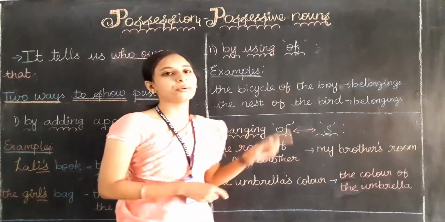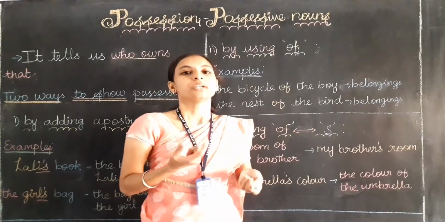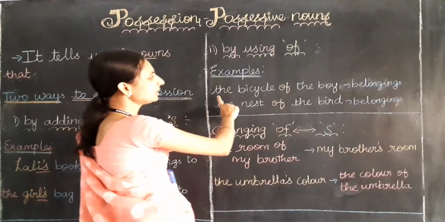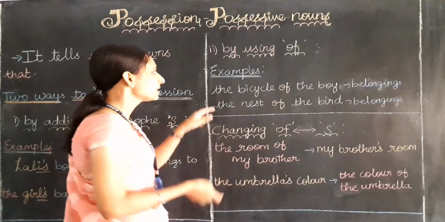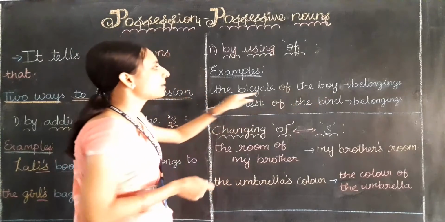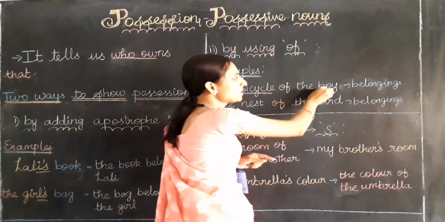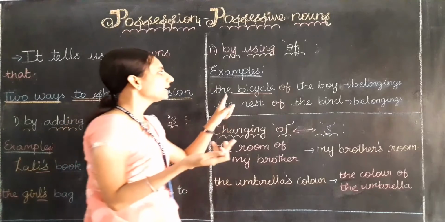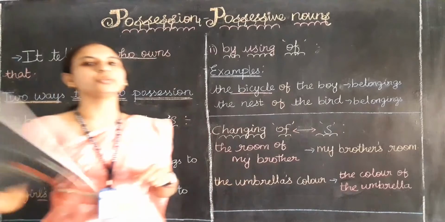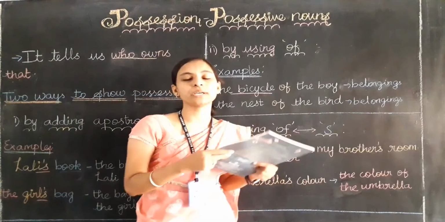The second way is by using of. We use of in the sentence to show the possession. How? Let's learn with some examples. Here I have written two examples. Let's learn with one example: the bicycle of the boy. Here this bicycle belongs to this boy, so I say the bicycle of the boy. Suppose the same book belongs to the boy. How can I say? The book of the boy.